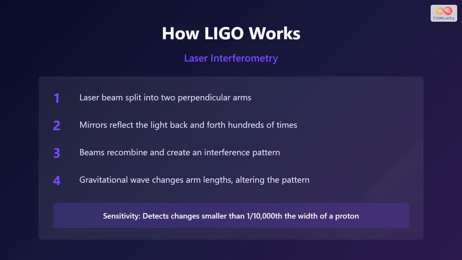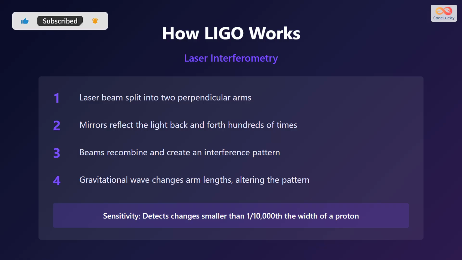LIGO uses a technique called laser interferometry to detect gravitational waves. Here's how it works. A powerful laser beam is split into two parts, and each part travels down one of the detector's perpendicular arms. At the end of each arm, mirrors reflect the light back and forth hundreds of times, effectively making the arms much longer optically.